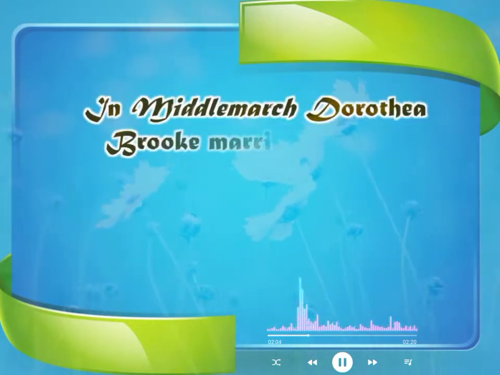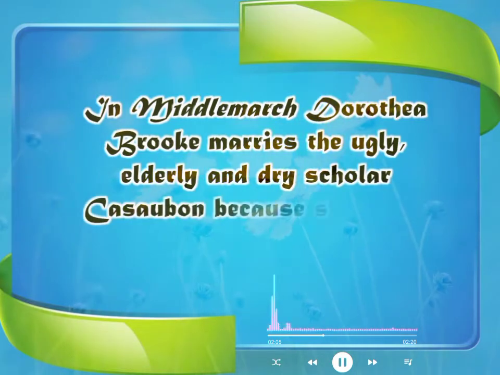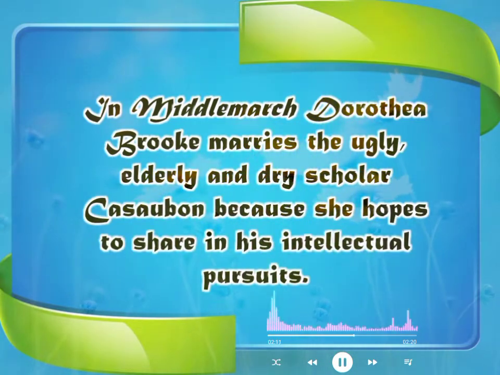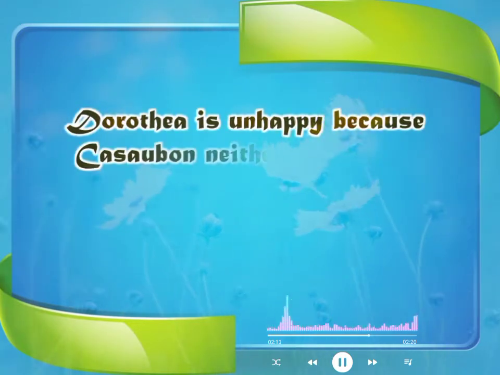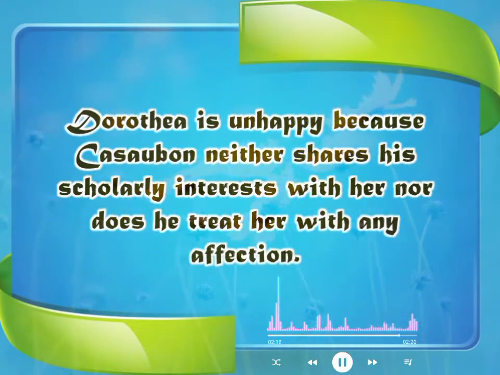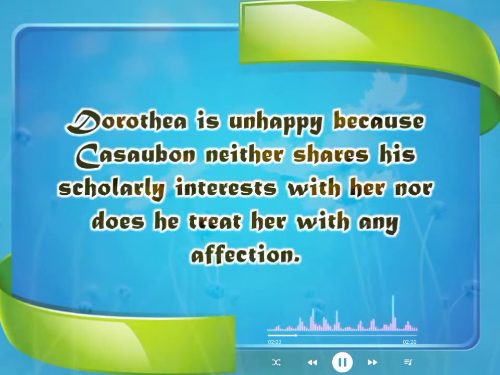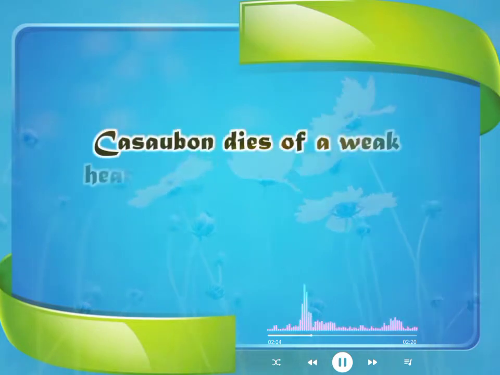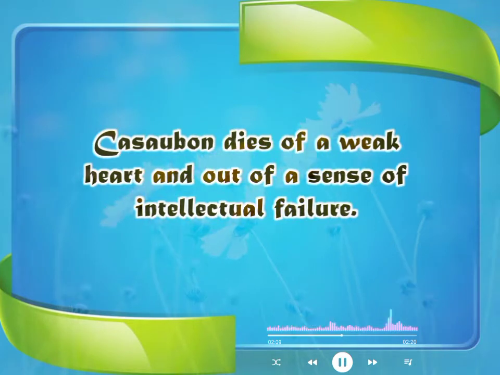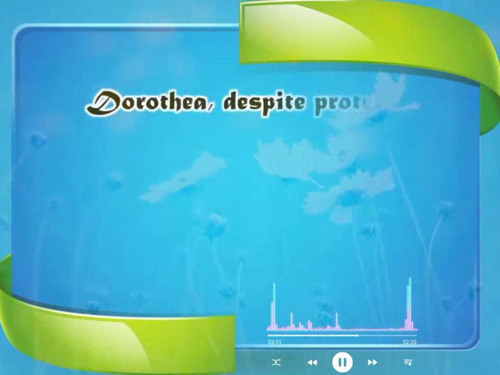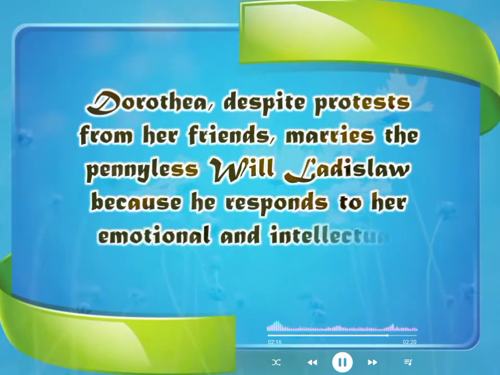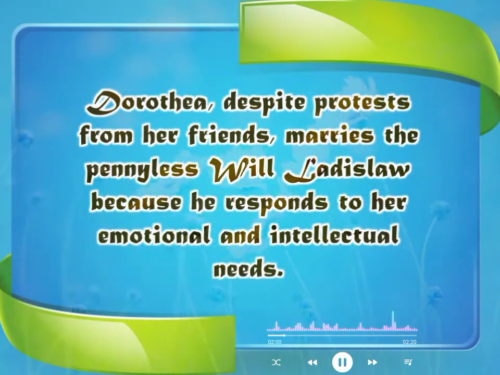In Middlemarch, Dorothea Brooke marries the ugly, elderly and dry scholar Casaubon, because she hopes to share in his intellectual pursuits. Dorothea is unhappy, because Casaubon neither shares his scholarly interests with her, nor does he treat her with any affection. Casaubon dies of a weak heart, and out of a sense of intellectual failure. Dorothea, despite protests from her friends, marries the penniless Will Ladislaw, because he responds to her emotional and intellectual needs.